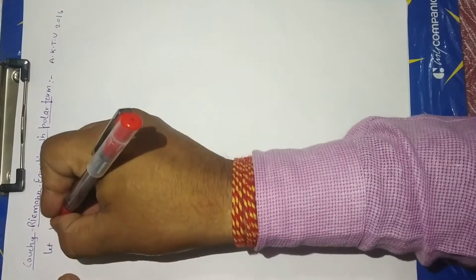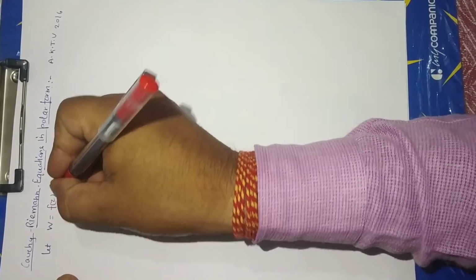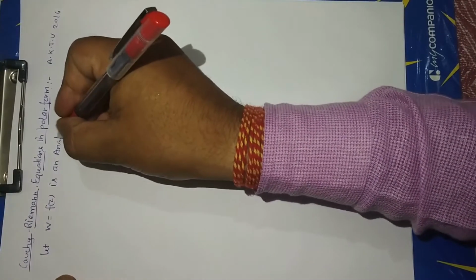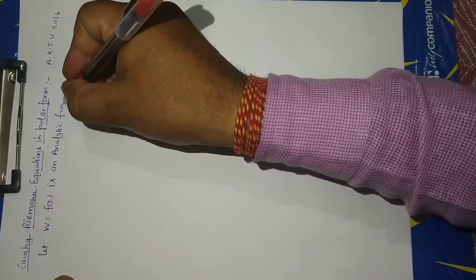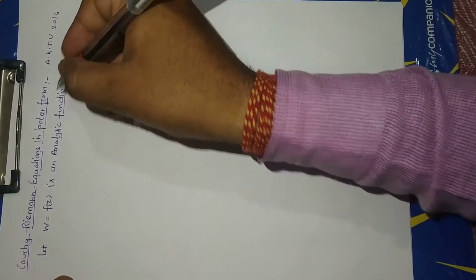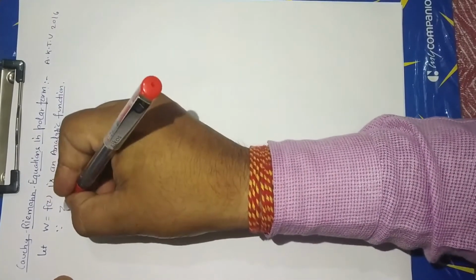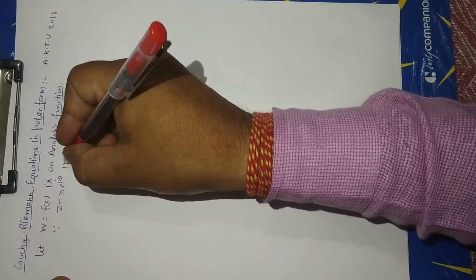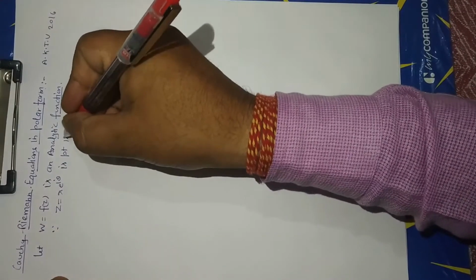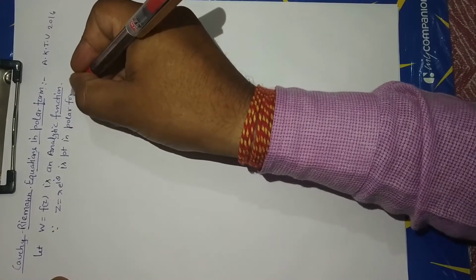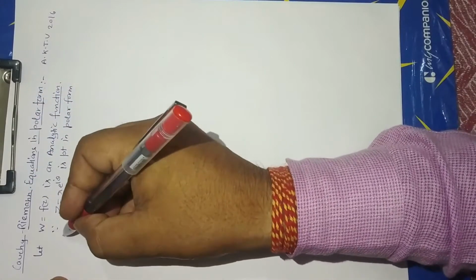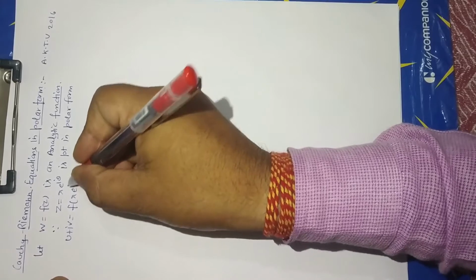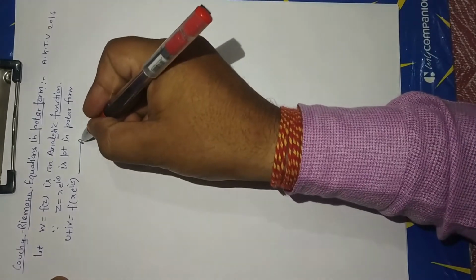Let W equal f(z) be an analytic function. Since z equal r e to the power i theta is a point in polar form. Now W equal to u plus iv, this is equal to f(r e to the power i theta). This is equation number A.